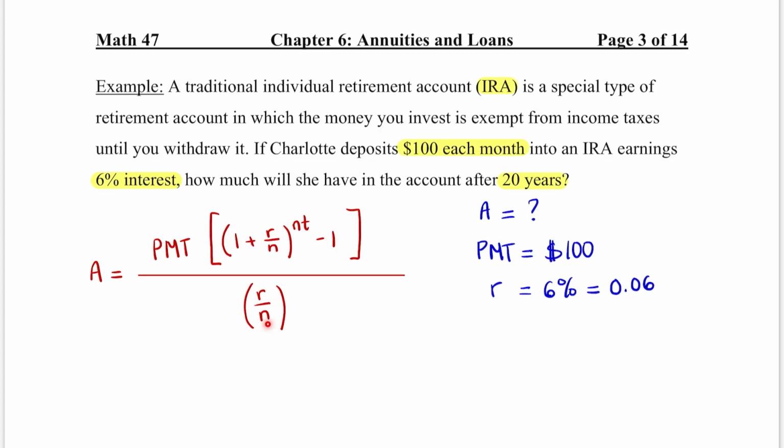N is the number of compounding periods in 1 year. In this case, Charlotte is making monthly deposit. So we assume that the interest is also compounded monthly. So N is 12. T is the number of years that we plan to have the money in the account. In this case, that is 20 years. So I am substituting PMT with 100, R with 0.06, N with 12, and T with 20.